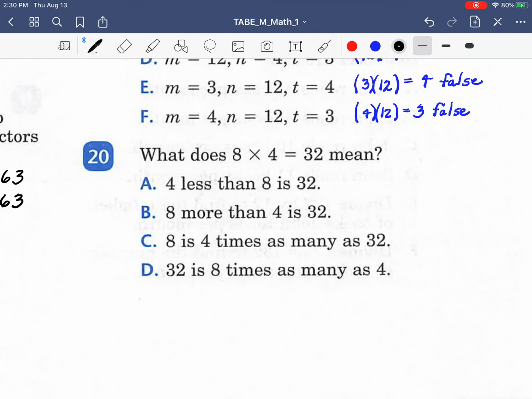What does 8 times 4 equals 32 mean? For less than 8, less than is subtraction. For 8 more than 4, that's addition. So those are not the choices. We're looking for times. So there's times and there's times. It can be C or D. But here's the thing. It has to equal the product 32. This one equals 8 and this one equals 32. I want it to equal 32. So I'm going to go with D. 32 is 8 times as many as 4.